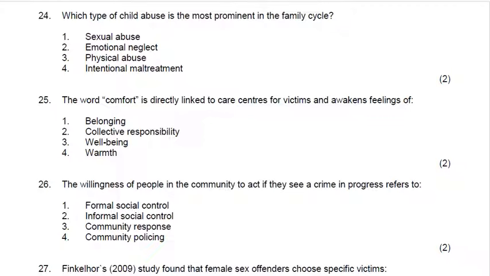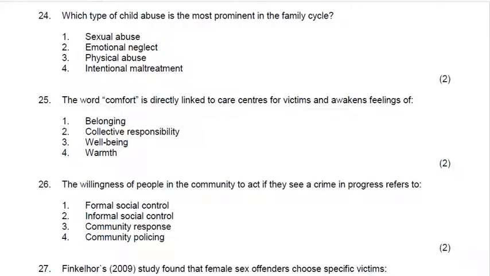25. The word comfort is directly linked to care centers for victims and awakens feelings of. The answer is 1 again. Belonging. That is found on page 80 of our study guide.